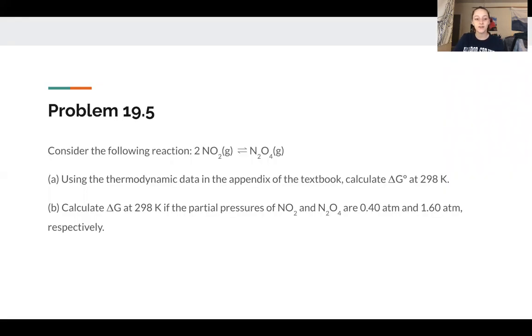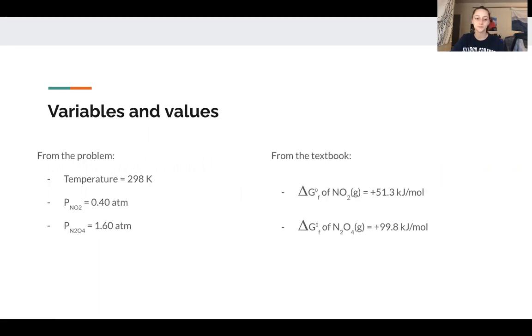Problem number 19.5 says, consider the following reaction: 2 nitrogen dioxide gas in equilibrium with dinitrogen tetraoxide gas. A, using the thermodynamic data in the appendix of the textbook, calculate delta G naught at 298 Kelvin. Then B says, calculate delta G at 298 Kelvin if the partial pressures of NO2 and N2O4 are 0.40 atmosphere and 1.60 atmosphere respectively, and therefore not under standard conditions.